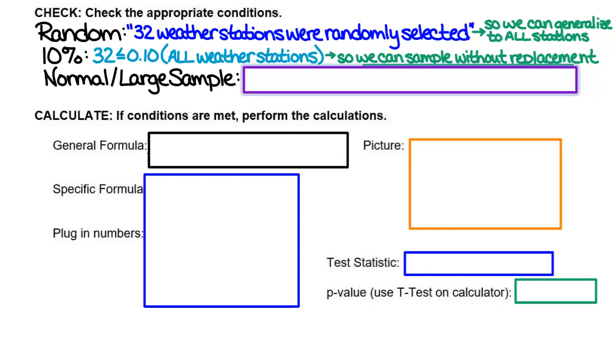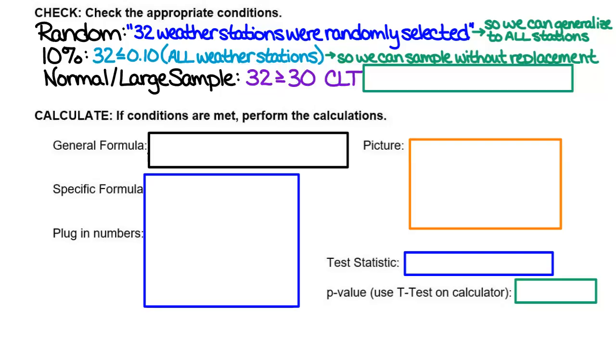Normal large sample, do we get this? Yes, why? CLT. And what comparison do you need to make if you're going to use the CLT? Yes, compare it to 30. 32 is greater than or equal to 30. Central limit theorem. Why do we care about this?